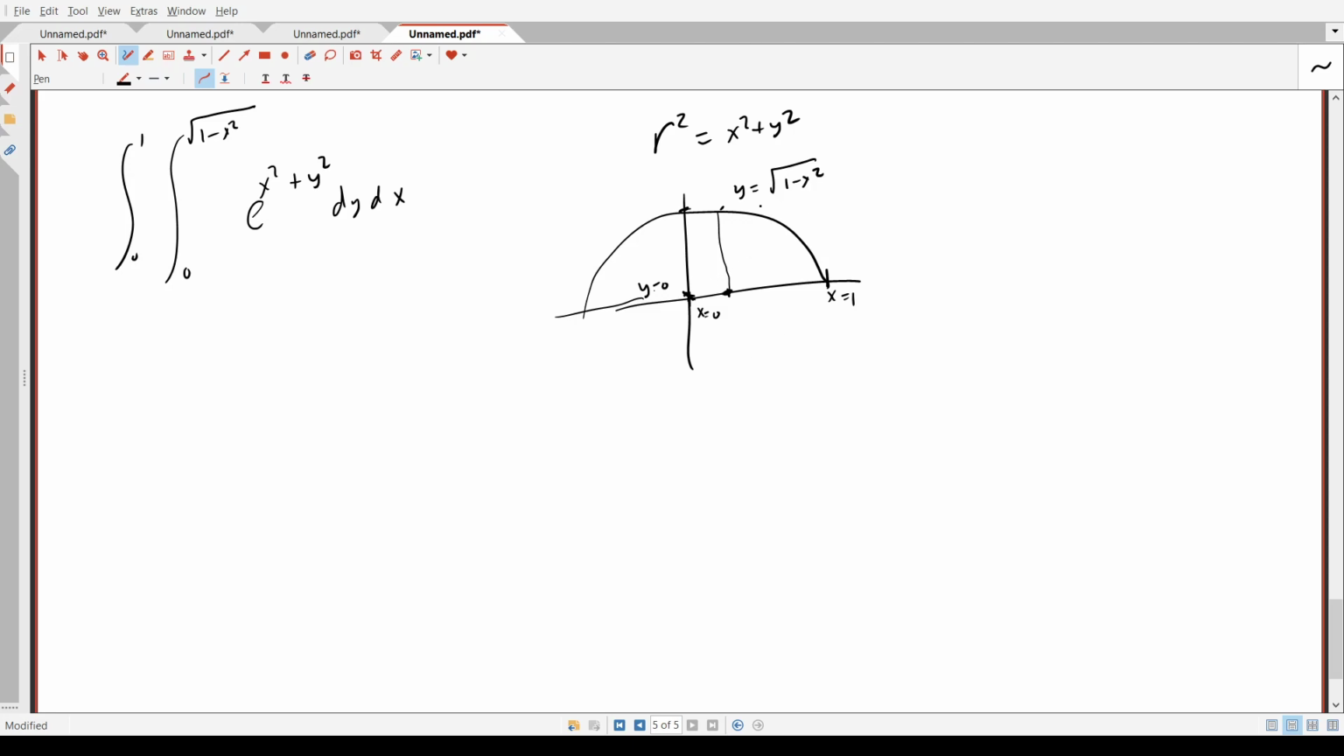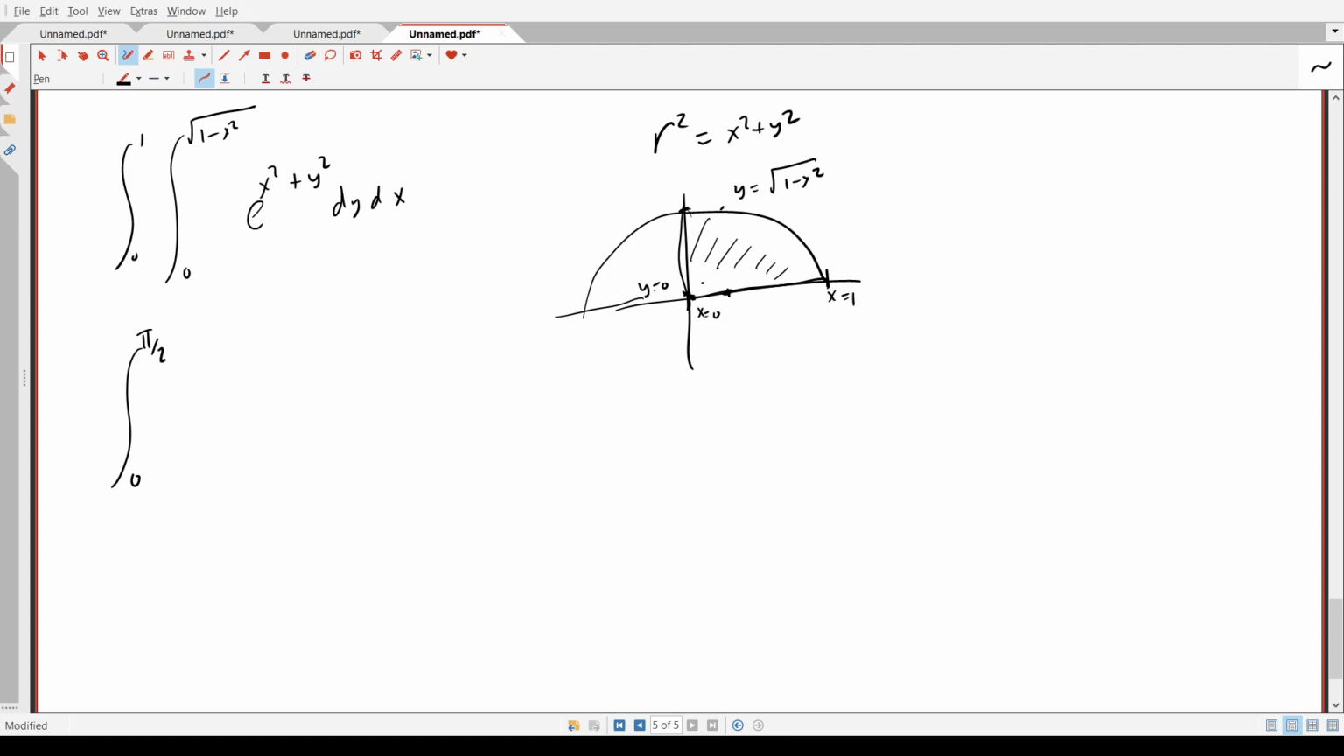Okay, so I need to describe this region in terms of r and theta. Let me erase this. So this is the region I'm interested in. So theta here is going to start here and end here, right? So theta is going to go from what? It's going to go from 0 to pi over 2.